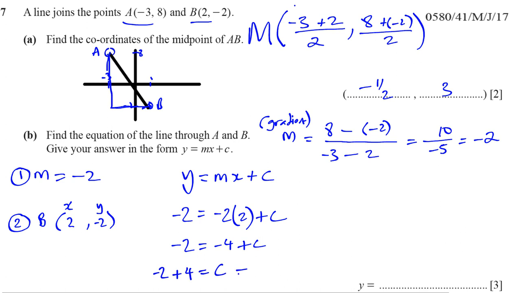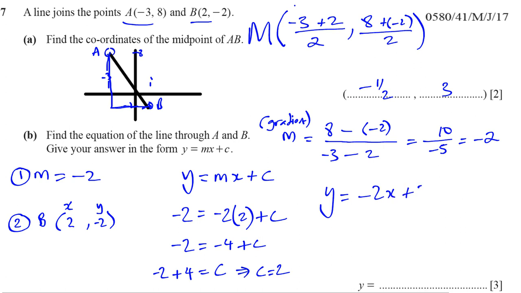Our sketch was a bit messed up there. So c is equal to 2. We can say that y equals the value of m, which is minus 2, x plus 2. So y equals minus 2x plus 2 is the equation of this line.